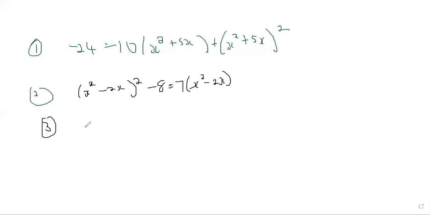And then number 3, just do this one: x squared plus 3x minus 56 all over x plus 3, that is x plus 3, guys, no? Equal to 26. So let me write this one clearly.